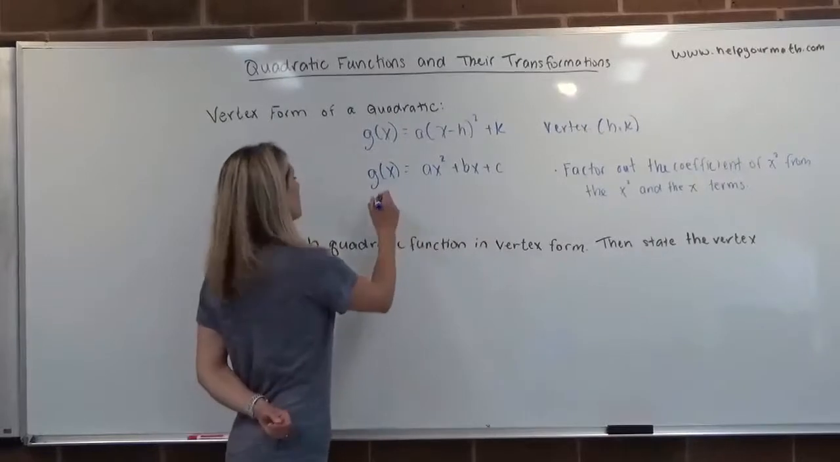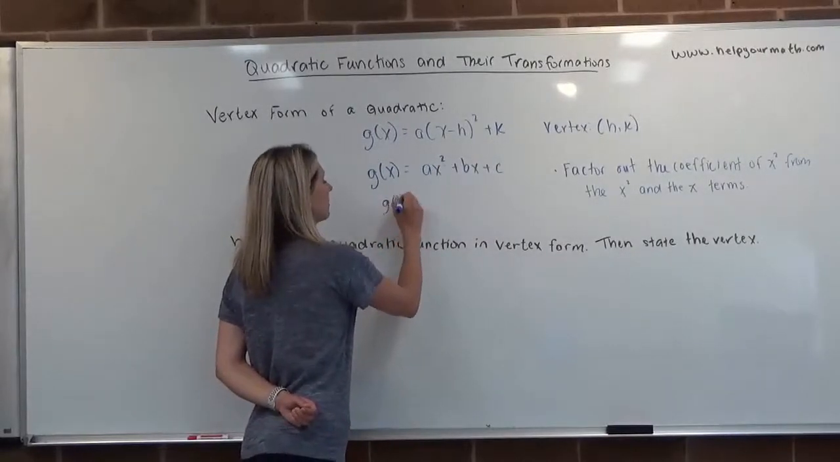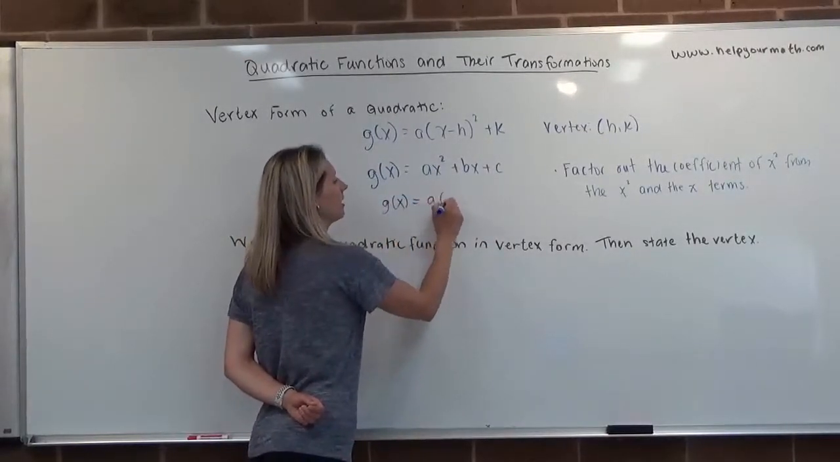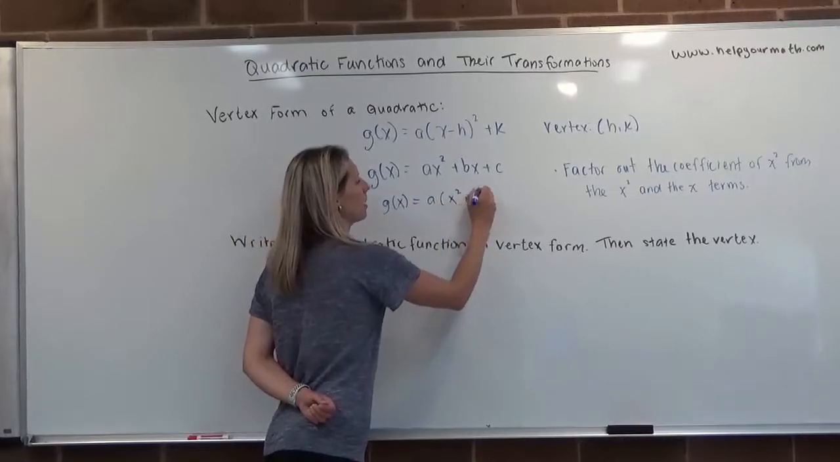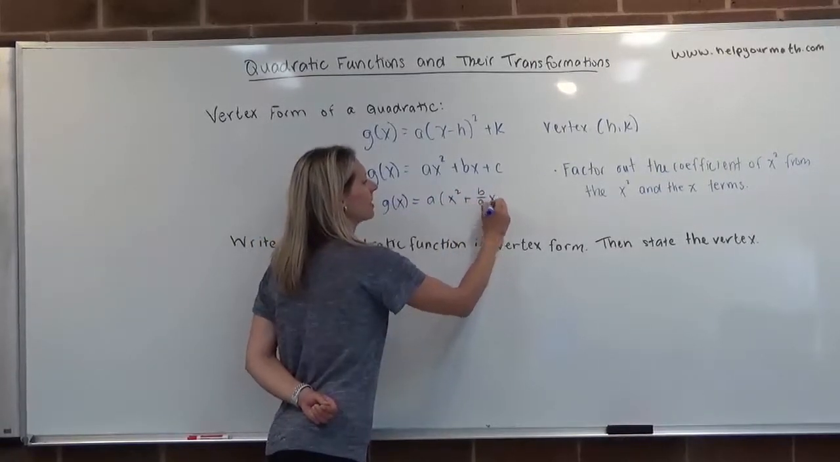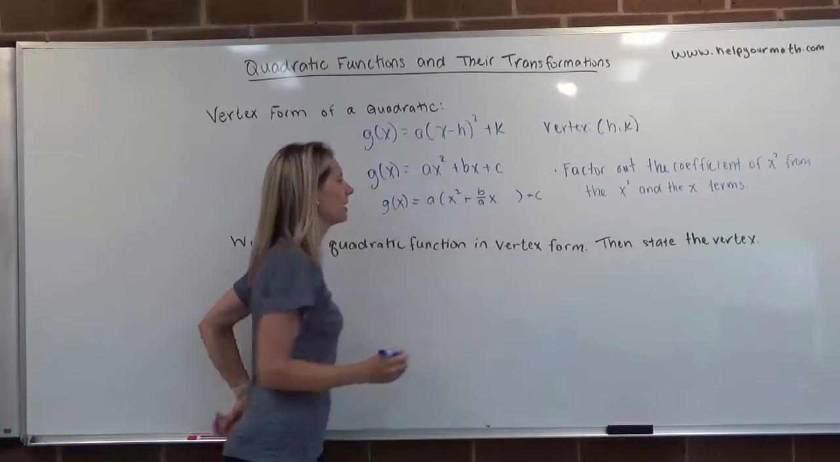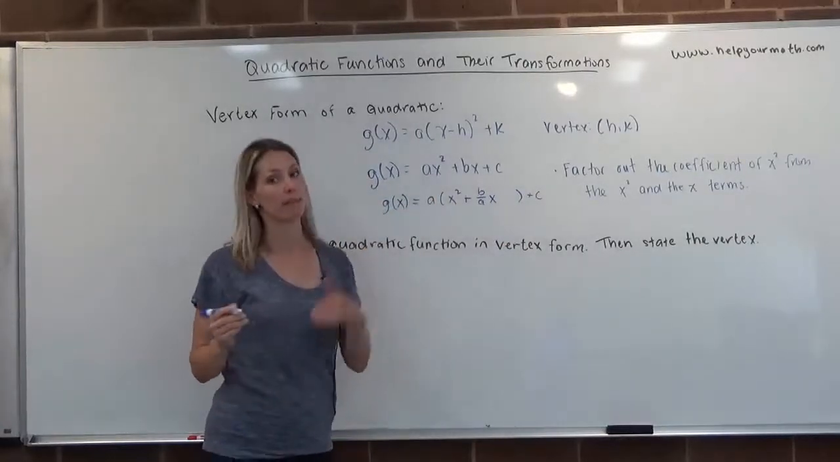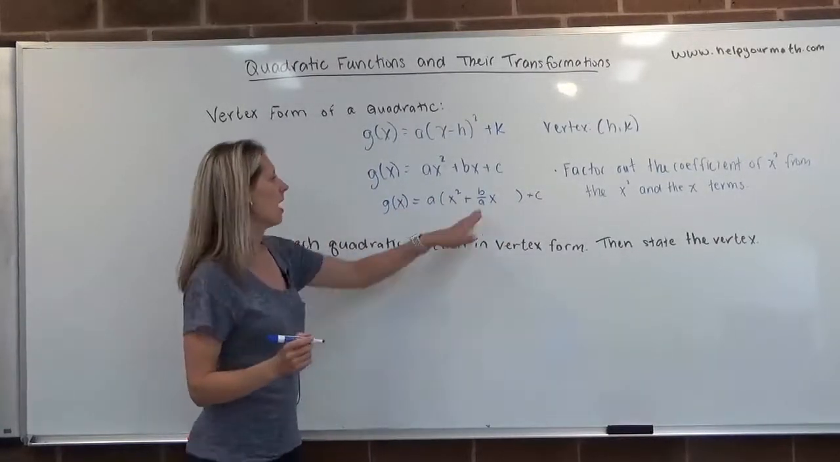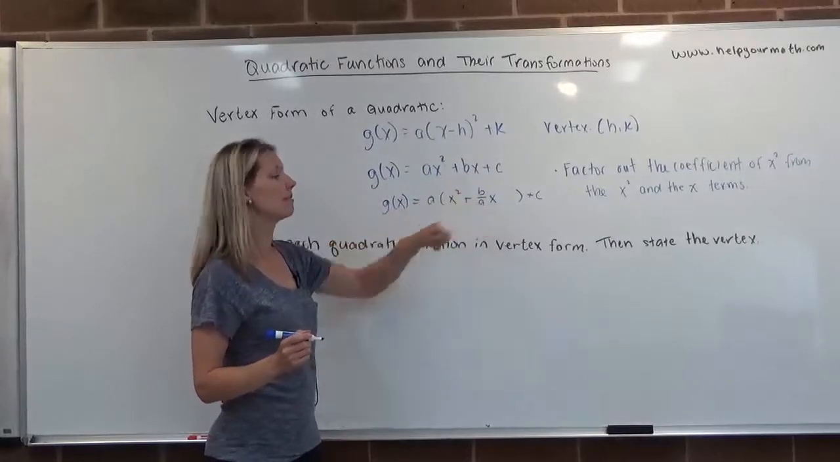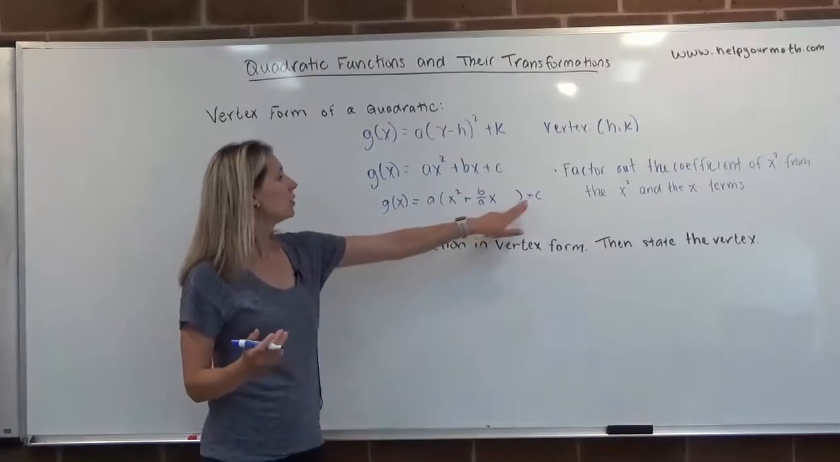So I'm going to come over here and we'll just rewrite this as g of x equals a times (x squared plus b over a x). So you do have to do this kind of awkward thing. Even if a doesn't go into b, you still have to factor a out of b. So what you would do is take whatever that is and divide it by a. Notice I left c alone.